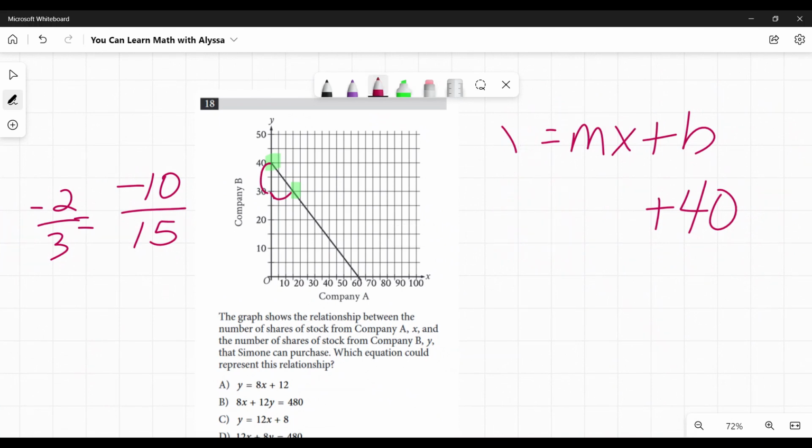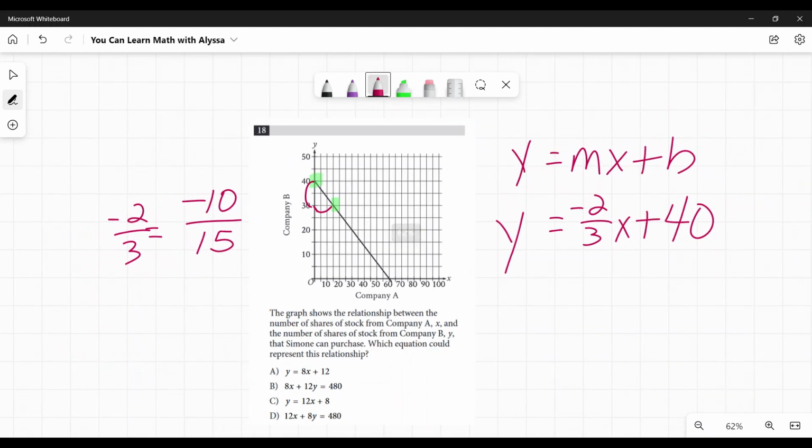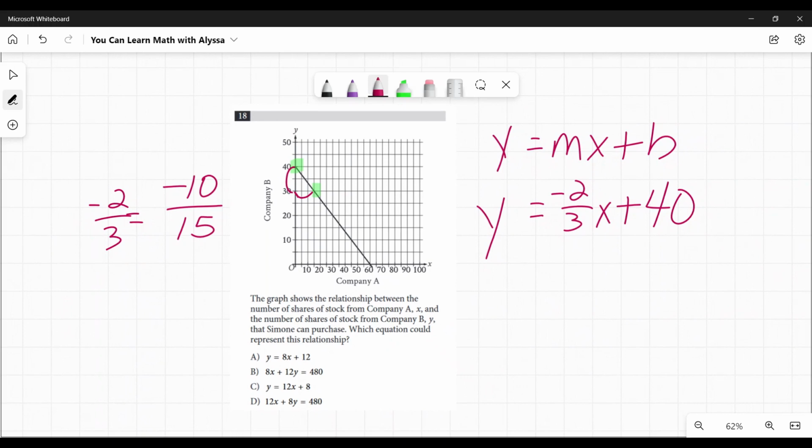So I know now that my slope is negative 2/3 x. And you're like, woohoo, I got my equation. Y equals negative 2/3 x plus 40. And oh no, it is not a choice. What have I done wrong? You haven't done anything wrong.